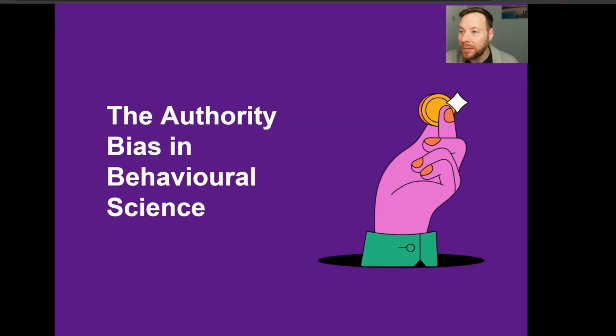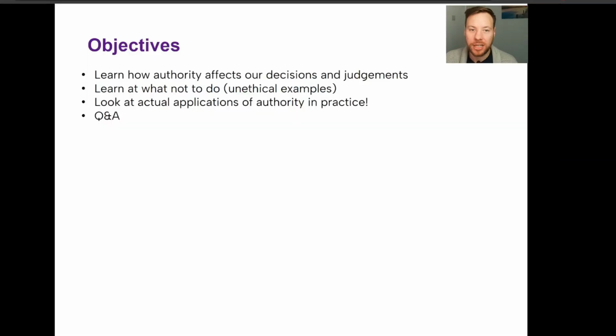So here we go, authority bias in behavioral science. And the objectives that I set for this workshop, I'm gonna set them for you as well. The objectives are to learn how authority affects our decisions and judgments, to look at what not to do, unethical examples. When people learn a little bit about behavioral science or persuasion, they have a tendency to just start applying them everywhere and anywhere. And often what can happen is they start leaning into unethical examples where it actually has the reverse effect, and then they're like, well, persuasion and behavioral science isn't actually working for me. I've tried it, but it's because they applied it wrongly. So I'm going to show you where we can draw the line, and I'm going to show you where we can make sure that doesn't affect you. We're going to then look at actual applications of authority in practice as well.